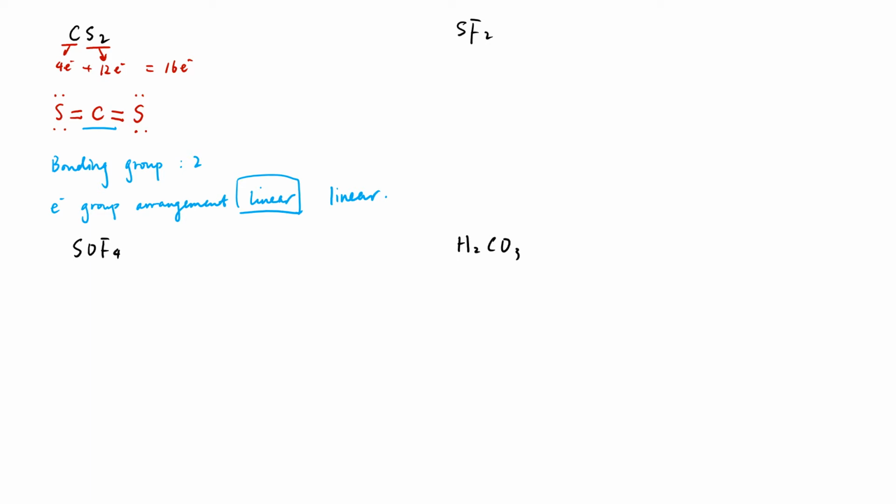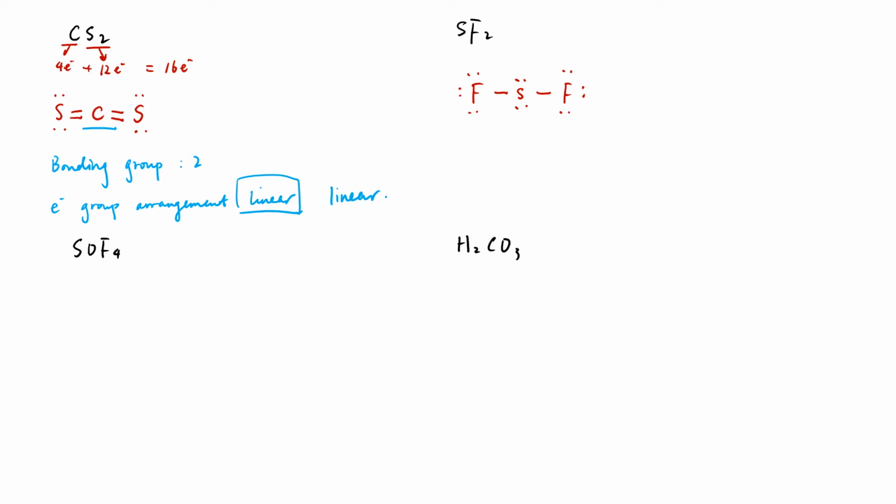For the second one, SF2, similar idea. Sulfur has a lower electronegativity, so we put it in the middle. For the 2 fluorines, each fluorine has 7 valence electrons, and it can share 1 electron with the sulfur to form a bond. And sulfur right now has 2 lone pairs, and each fluorine has 3 lone pairs. That's the Lewis structure for SF2.